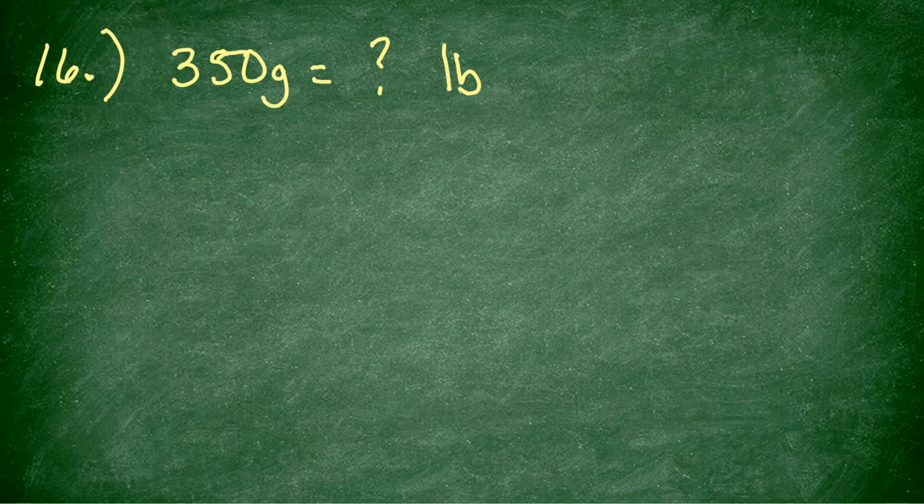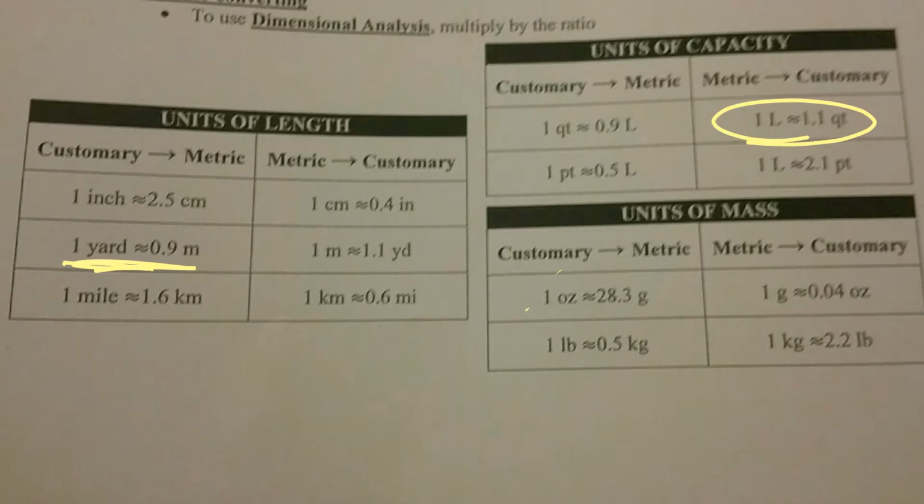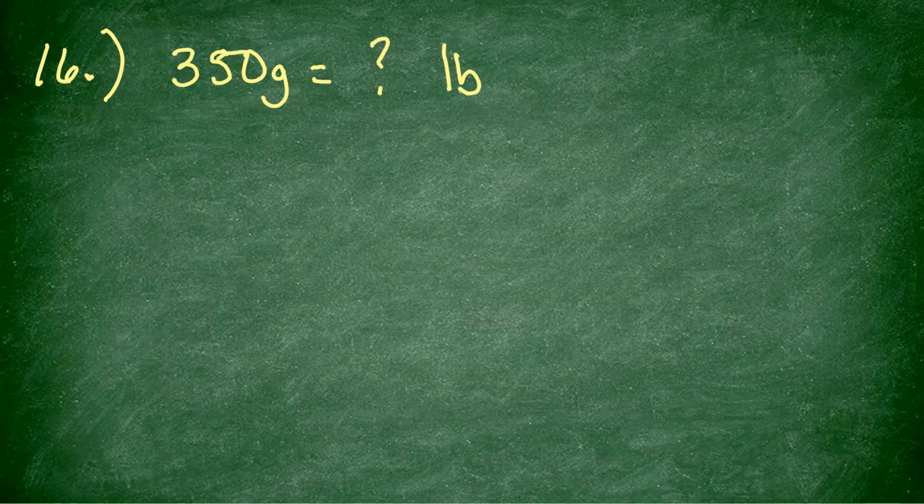All right, 16 is very similar to 14 because I don't have a conversion that goes right from grams. We're looking at mass now. I don't have a conversion right from grams into pounds. I have ounces, grams to ounces, and I can then turn my ounces into pounds. So I'm going to take my grams, turn them into ounces, and then turn my ounces into pounds.